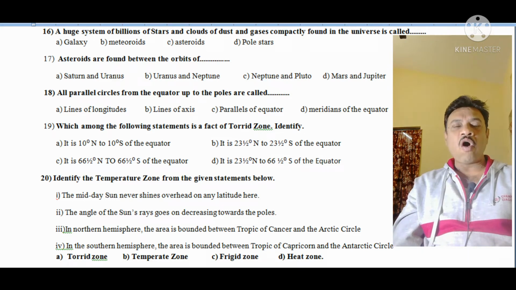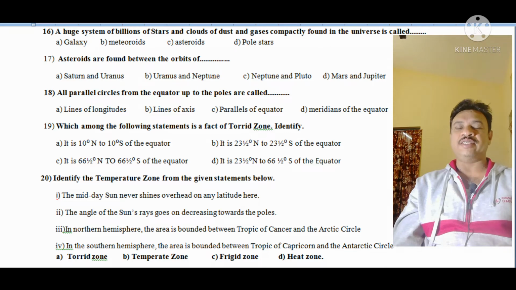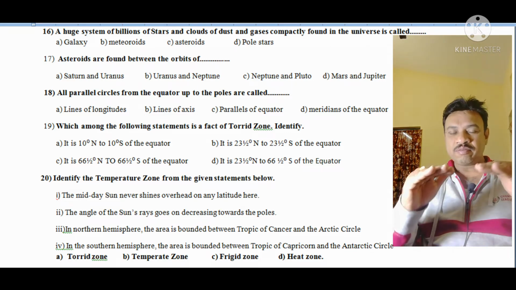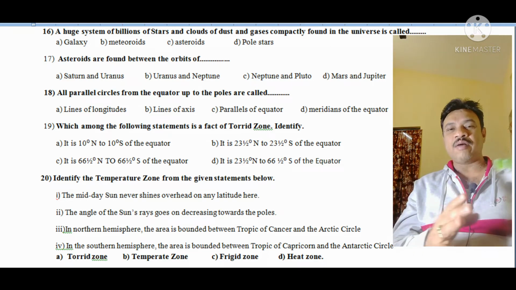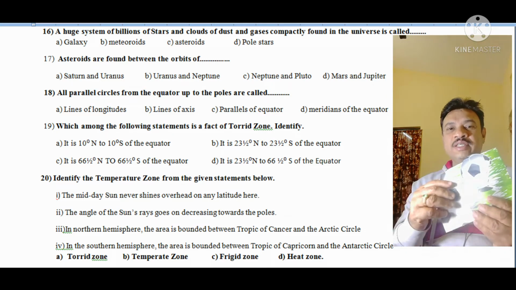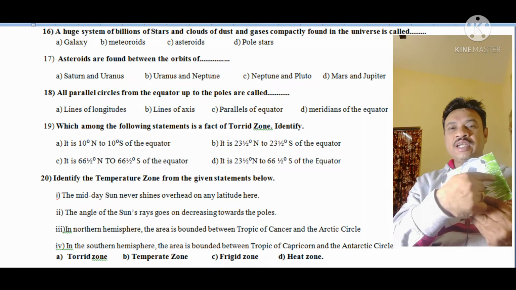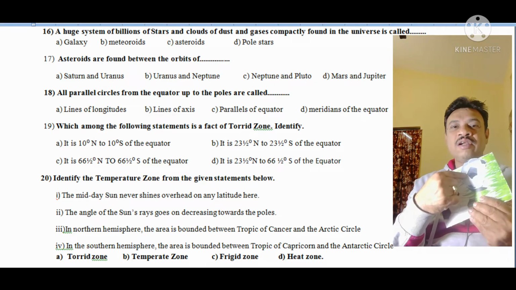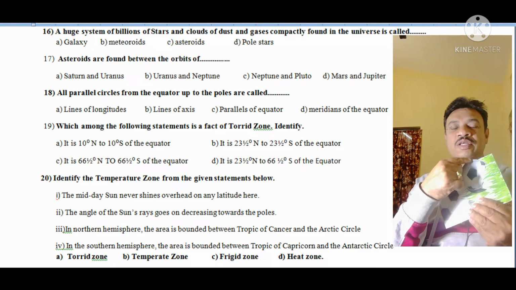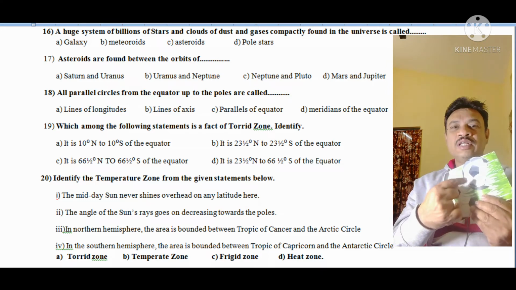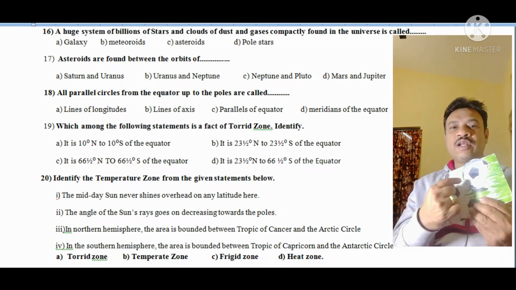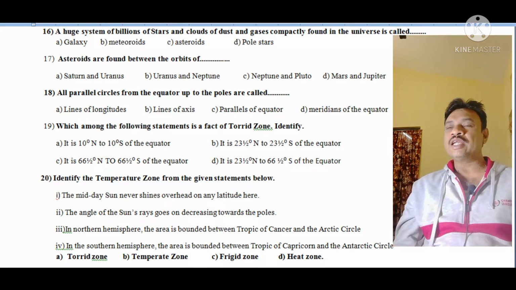Question number 18. All parallel circles from the equator up to the poles are called what? You know, parallels of equator. For example, there is a circle, a ball. This line is called the equator, 0 degree. This is the entire round here. Then up to here to the north as well as to the south, these parallel lines go one after the other. That is what it is called.